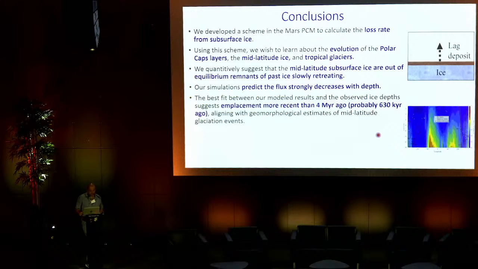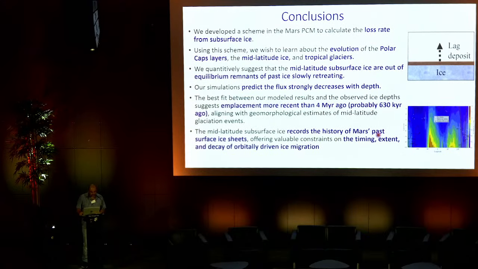The best fit between our modeled result and the observed ice depth suggests emplacement more recent than 4 million years, probably 630 kiloyears, aligning with geomorphological estimates of mid-latitude glacial events and Sylvain Piquet's result, which is the best. And that the mid-latitude subsurface ice records the history of Mars' past surface ice sheets, offering valuable constraints on the timing, extent, and decay of orbitally driven ice migration. Thank you very much.